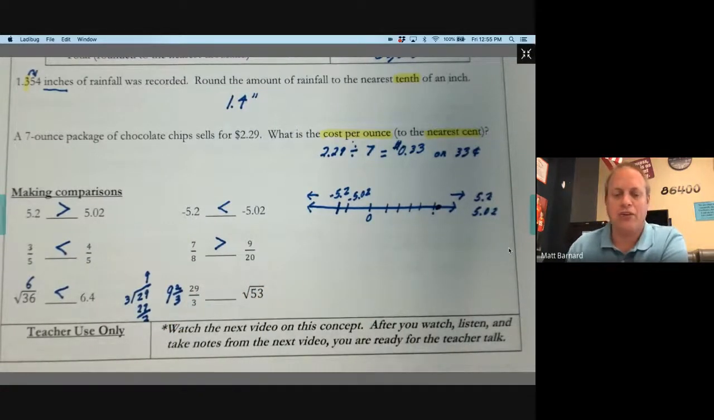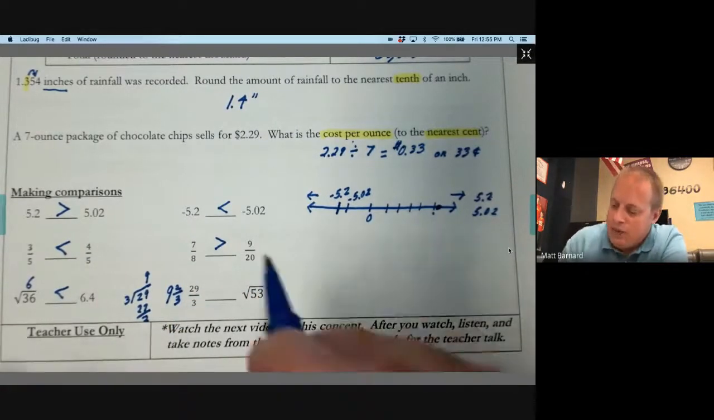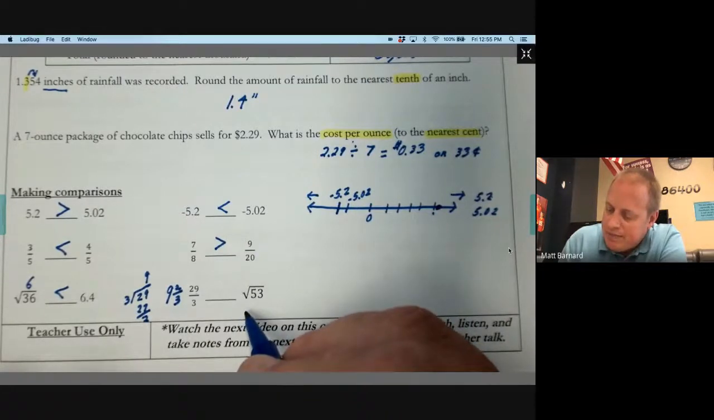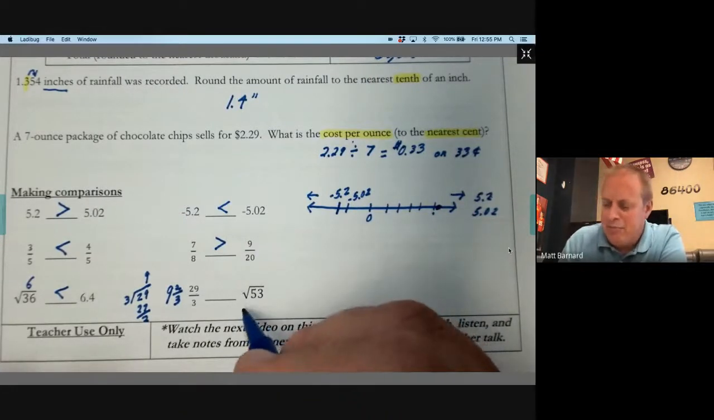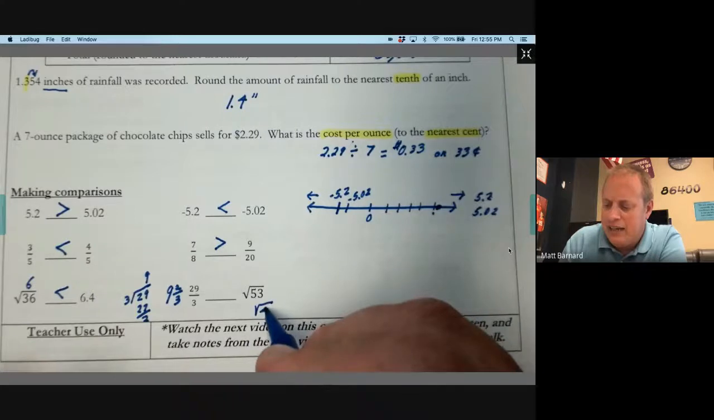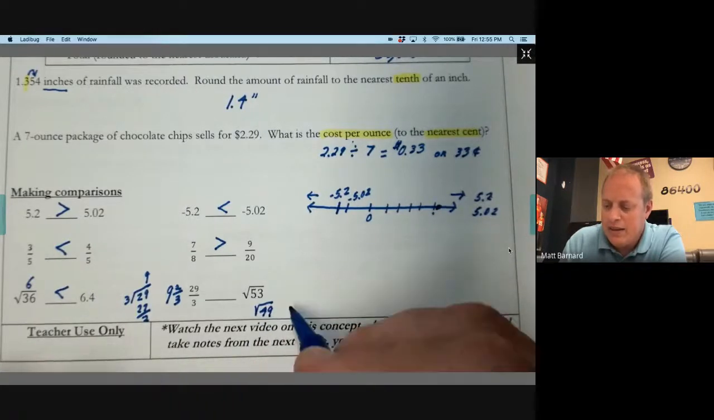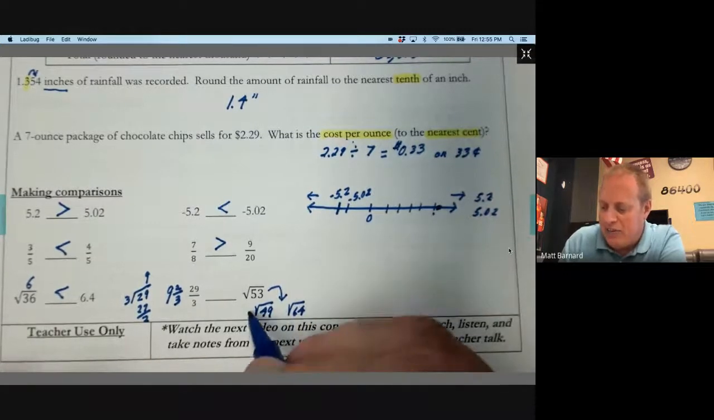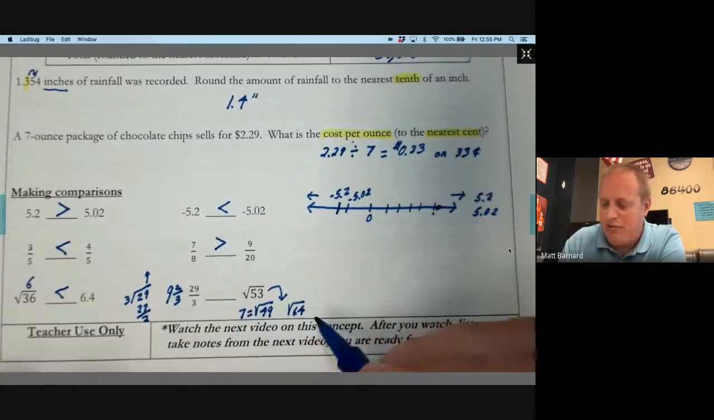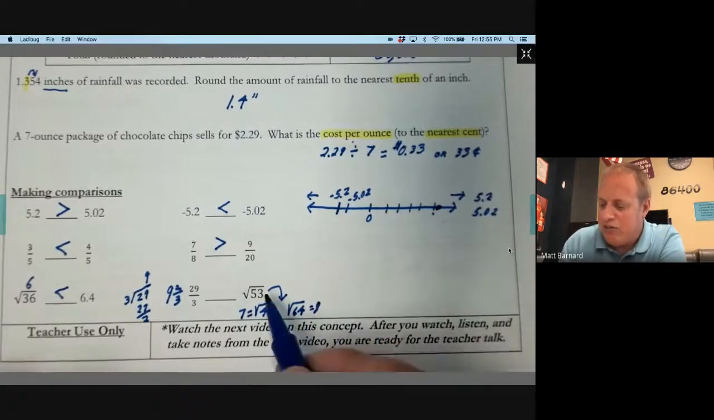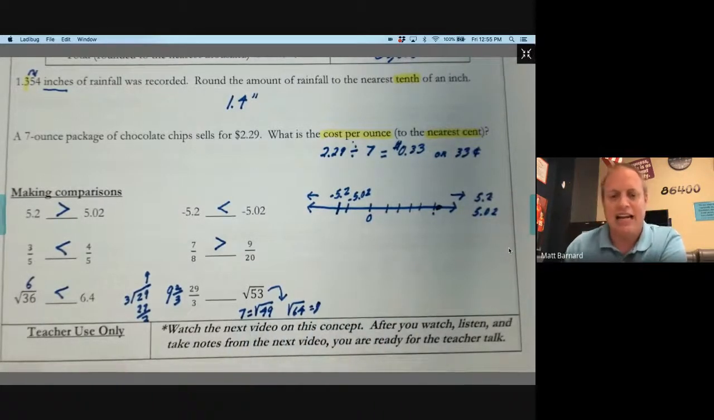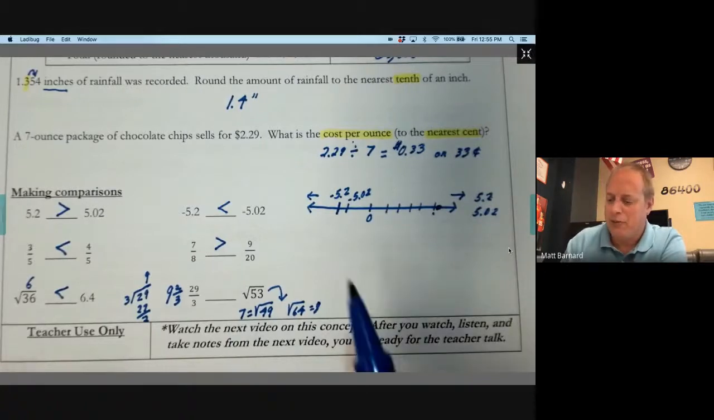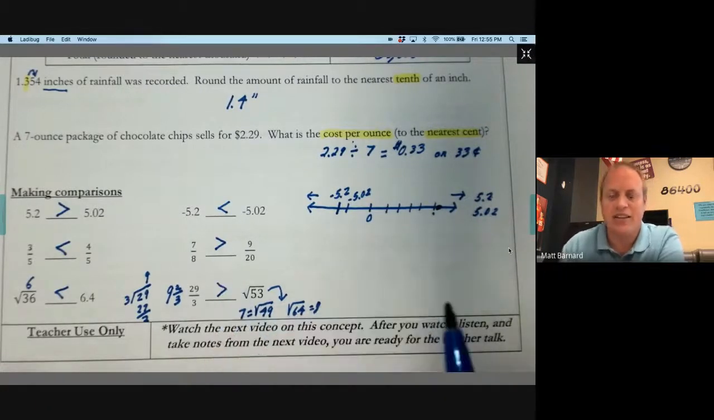But what about the square root of 53? Well, the square root of 53 is pretty close to 49 and 64. In fact, it's right in between those. The square root of 49 is 7, and the square root of 64 is 8, so the square root of 53 must be between 7 and 8. Therefore, we know that 29/3 is greater than the square root of 53.